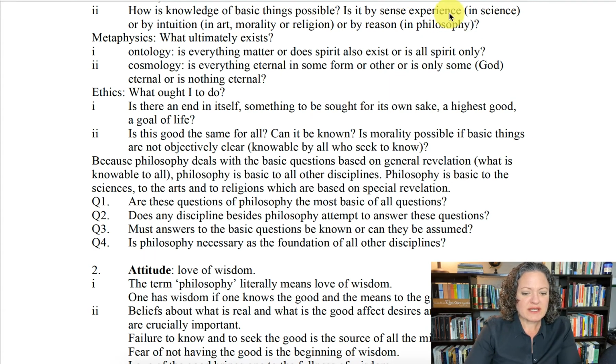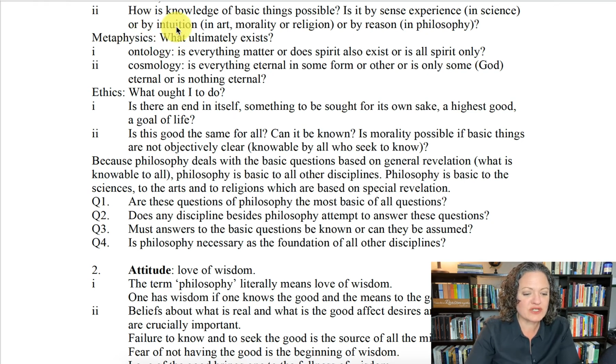Can we know by sense experience? Well, if God is a spirit and God is not sensible to the senses, then maybe we can't know, or maybe that's not the way to know. Maybe sense experience doesn't give us knowledge.